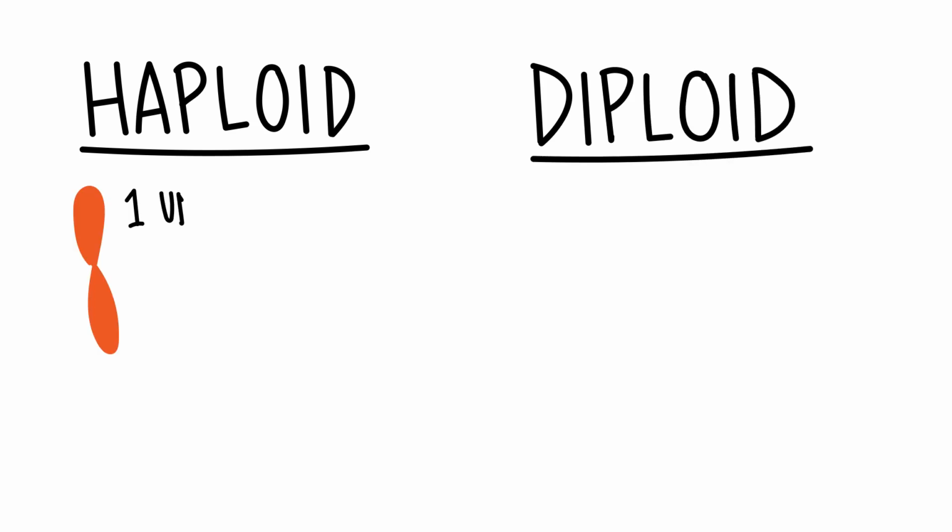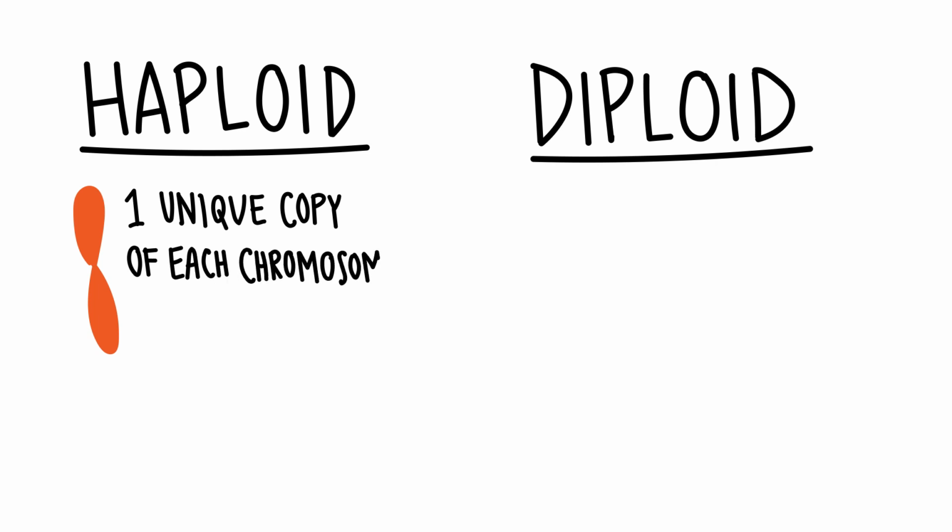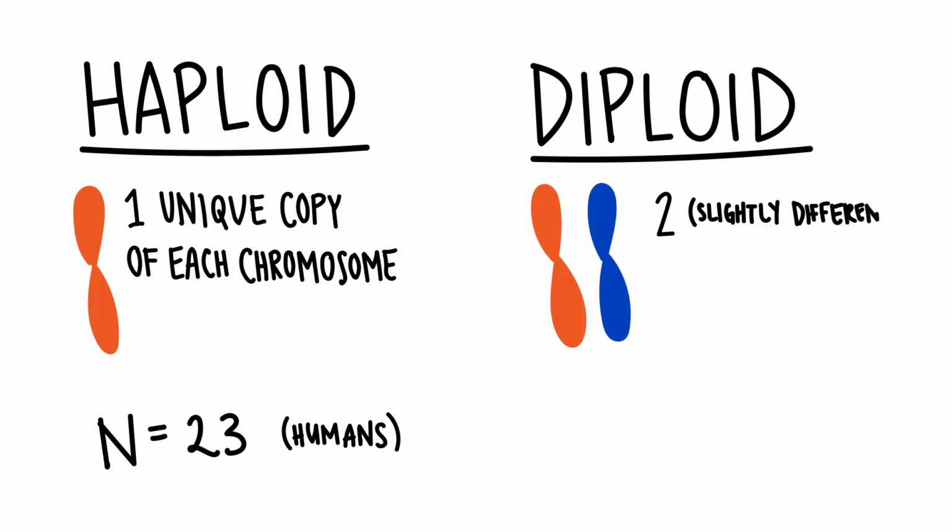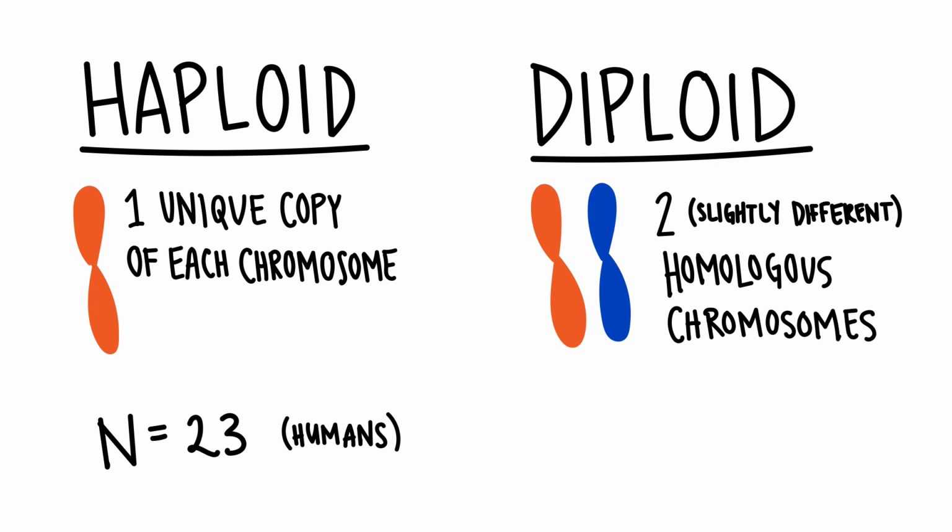In sum, there are two types of cells in humans and many eukaryotes, haploid and diploid. Haploid cells have one unique copy of each chromosome, for example, n equals 23 in humans. Diploid cells have two copies of homologous chromosomes, for example, 2n equals 46 in humans.